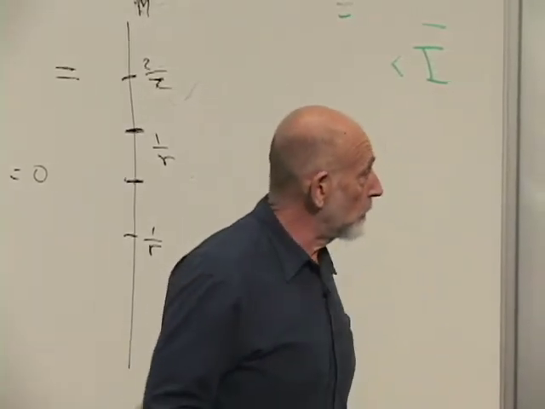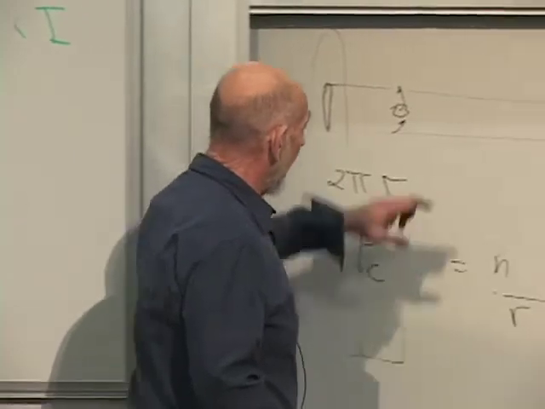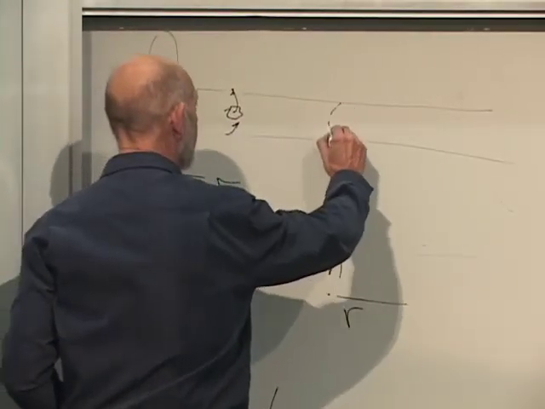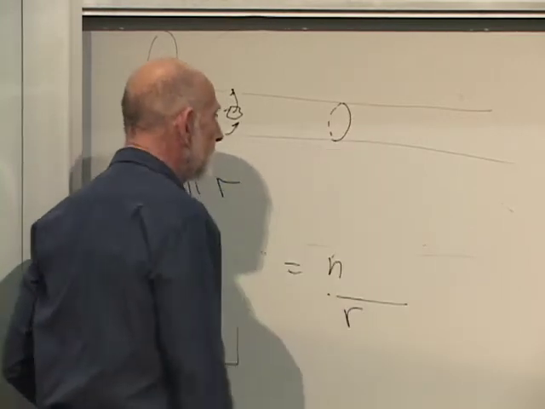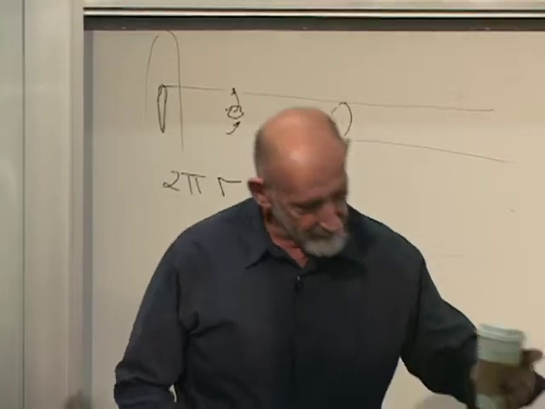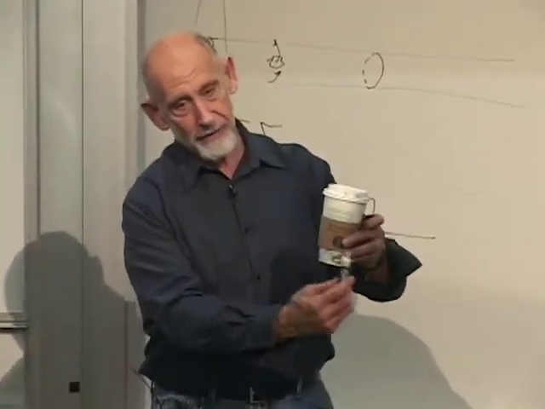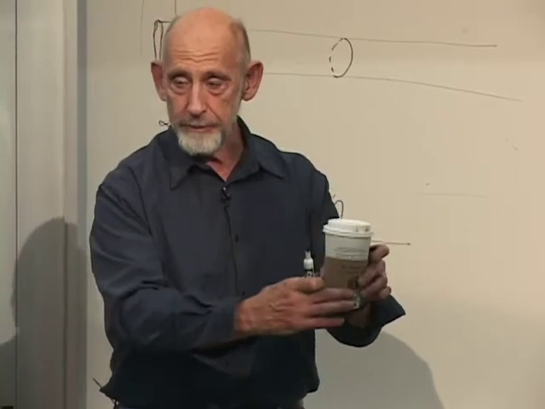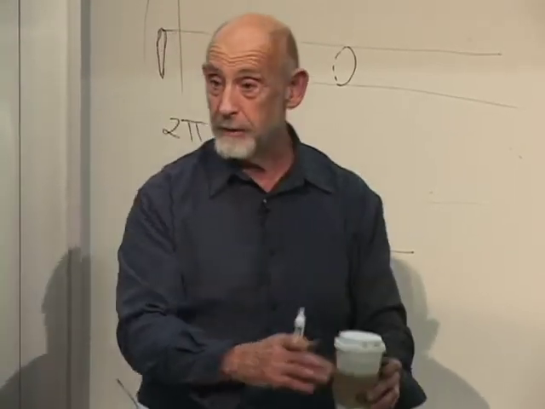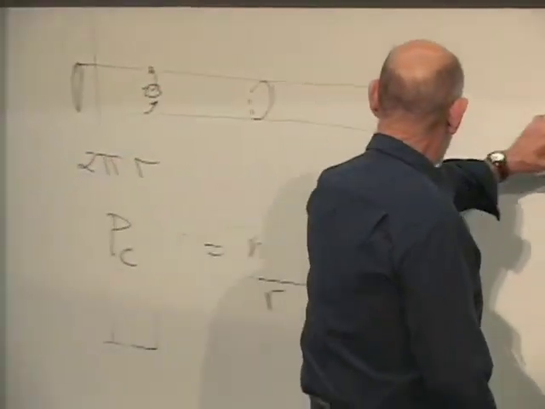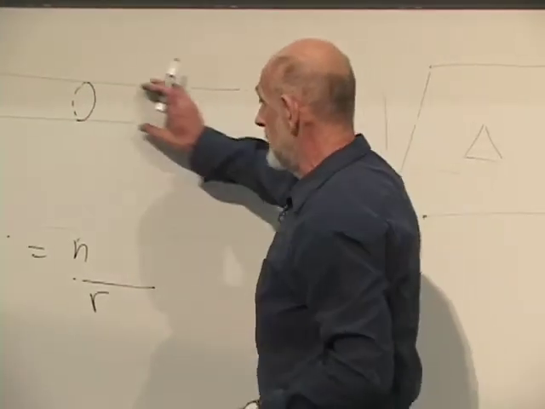The other thing you can do with a string in a compact space like this is wind the string around like that. This band around here is once wound around the cylinder of the cup. I could take a rubber band and wind it around that way. That can also move up and down the axis.